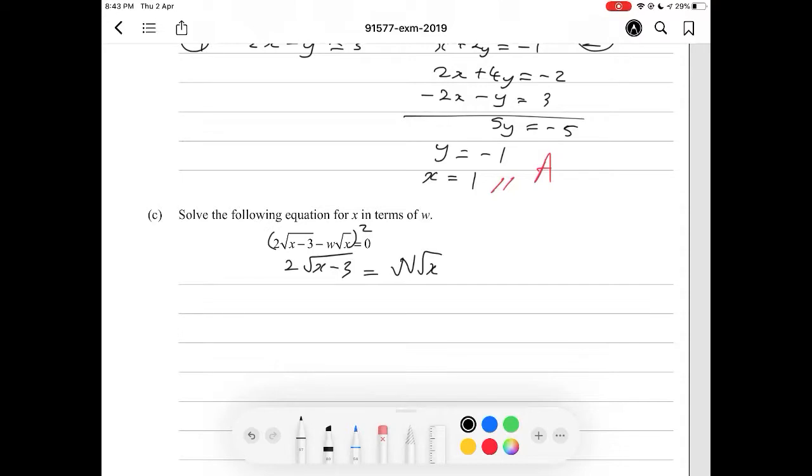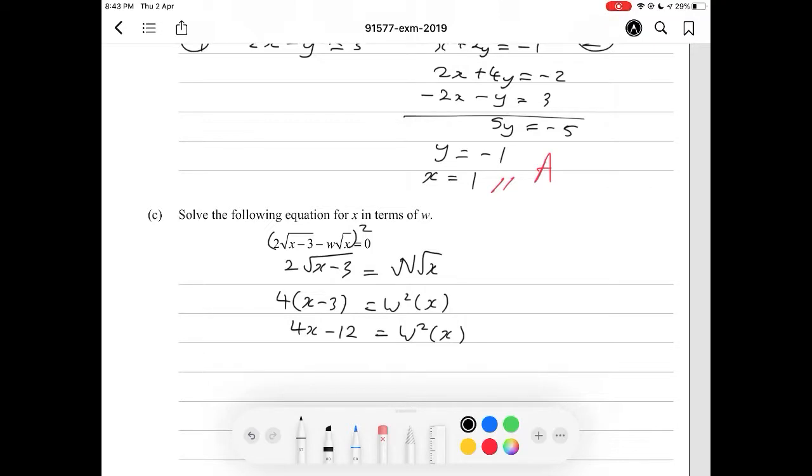So if we square both sides, we say that 4 times (x minus 3) equals w squared times x. So therefore 4x minus 12 equals w squared times x. So what do we want? We want to solve the following equation for x in terms of w. So x equals something in w.